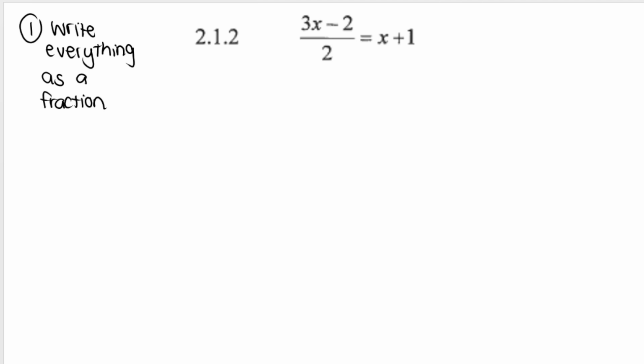Yes, some of my students ask me if they can put x over 1 individually and 1 over 1 individually. You can absolutely do that as well. I'm just going to put the entire thing over 1 like that. Okay, so write everything as a fraction.